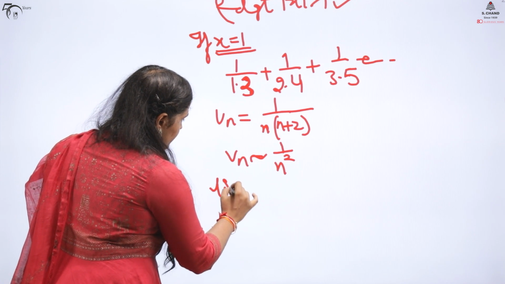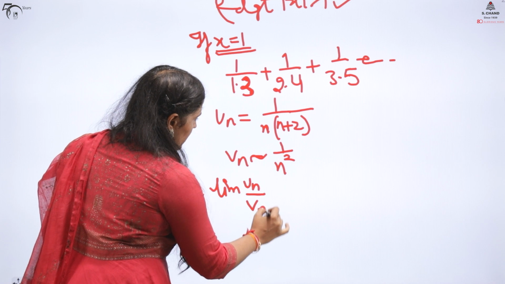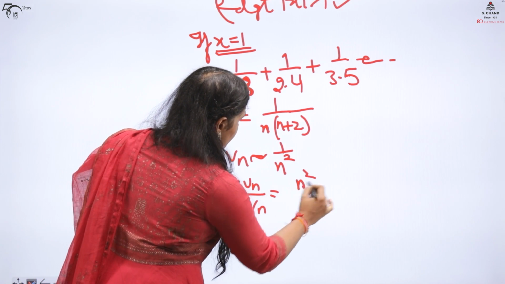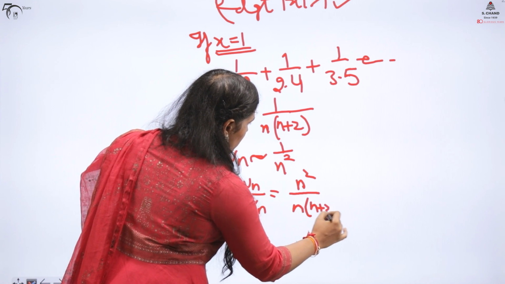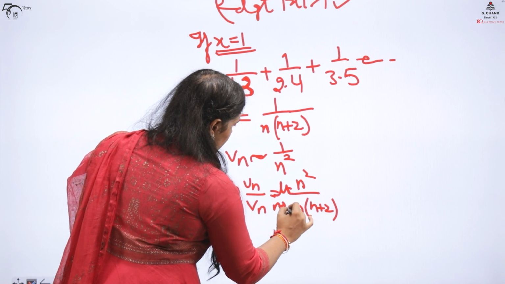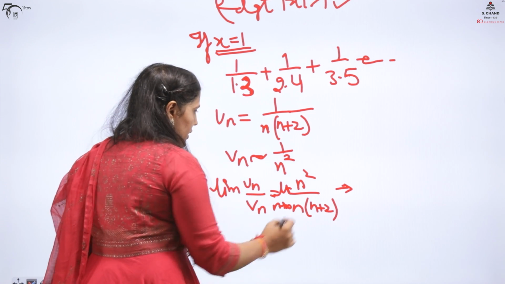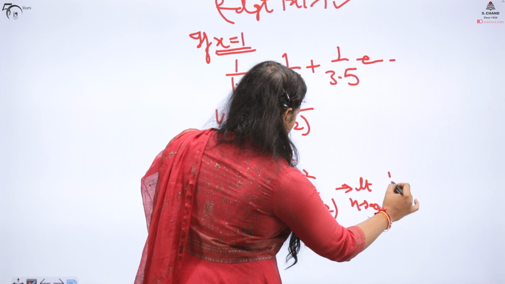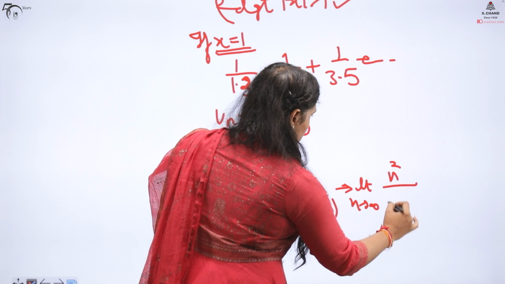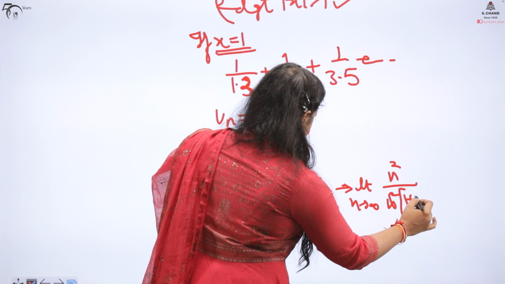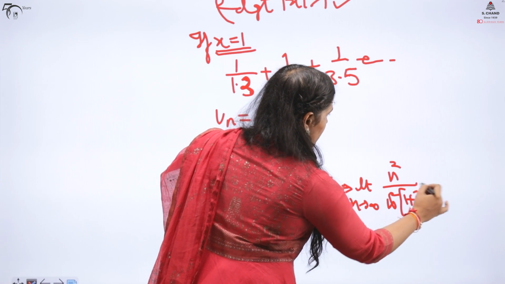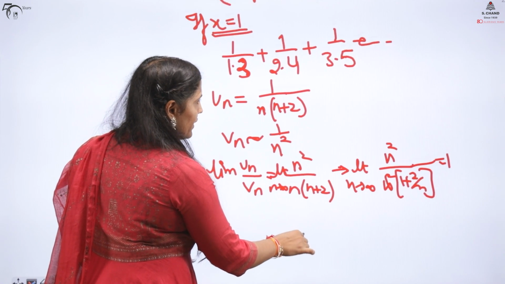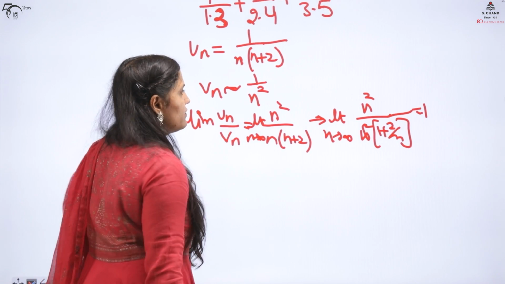टेक द लिमिट un अपॉन Vn. सो आपके पास बिकॉज Vn इन द डिनोमिनेटर, टेक इट अप n+2 लिमिट अप्लाई. So you will get it as limit n tending to infinity n square 1 plus 2 by n. This is coming out to be 1. It is finite. You remember the second comparison test.